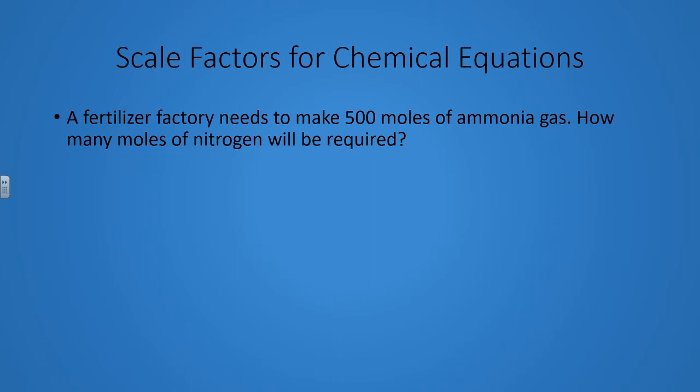So let's say you're running a fertilizer factory, and you need a lot of ammonia gas to make your fertilizer. You need 500 moles of this. We're running an industrial scale reaction here. How many moles of nitrogen are you going to need?